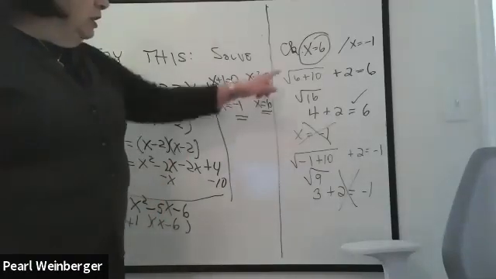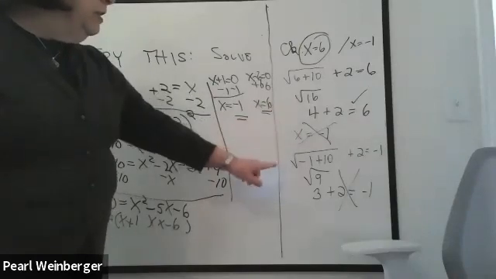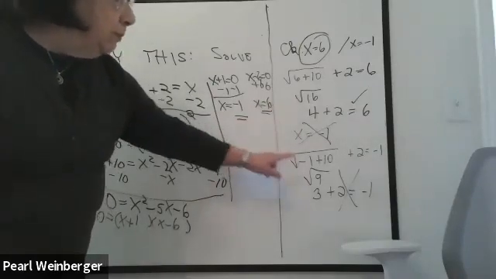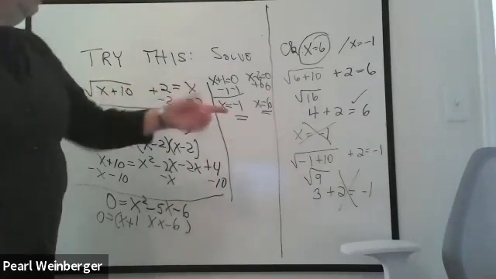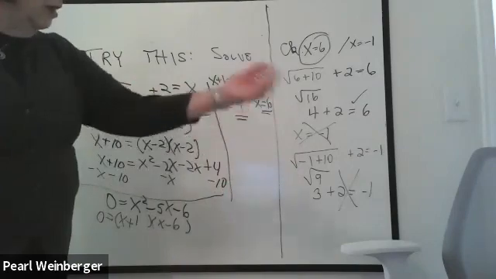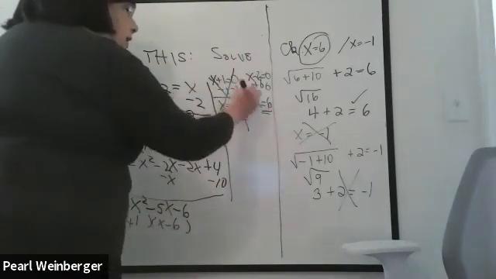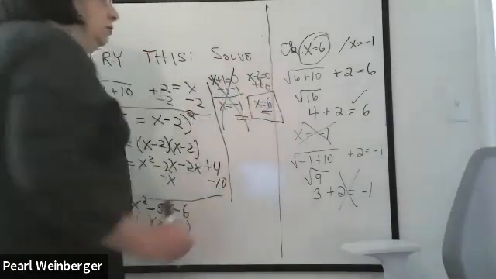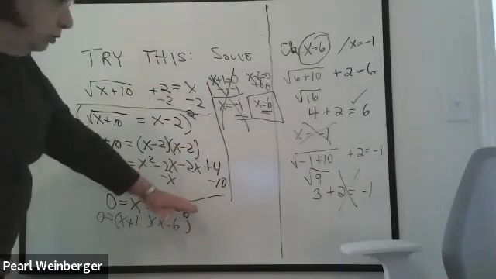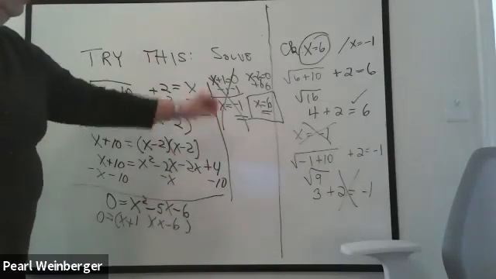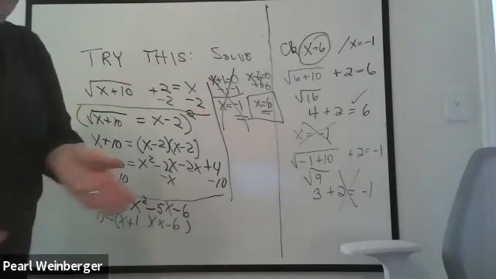Notice we did the check before. We saw that the 6 did work, but the negative 1 did not, because when I put in negative 1, on one side, I got 3 plus 2, which is 5, and on the other side, I got negative 1. So this answer would have to be thrown out, and the only correct answer is x equal to 6. Notice all this work was done to see the two possible answers, which were 6 and negative 1.